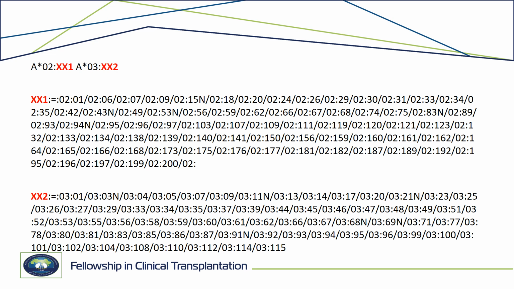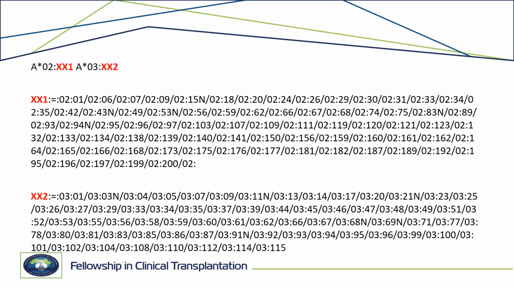Because this is the idea of the Luminex. The Luminex can only resolve low resolution typing because of the number of alleles and the ambiguities that it cannot resolve. So when you look at the XX1, this means that below the typing it says XX1, and then there are a lot of alleles here. This means that this allele could be A0201 or A0206 or A0207 and so on.